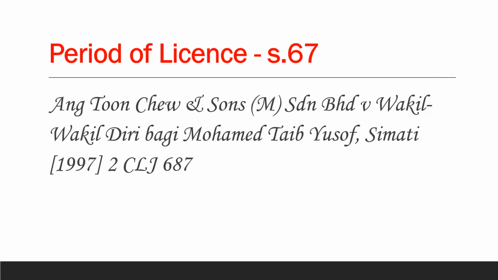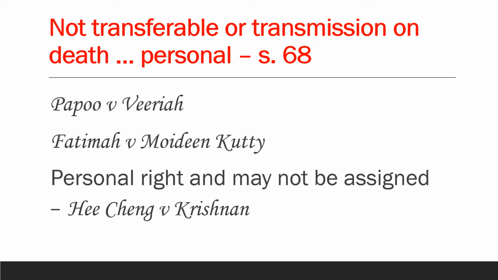If you apply on October the 1st, the license will still terminate on 31st December and you will have to reapply for a renewal on the 1st of January. It follows the Gregorian calendar. So if you look at the case of Ang Tun Chiu and Sons, it'll tell you clearly about the period of license.